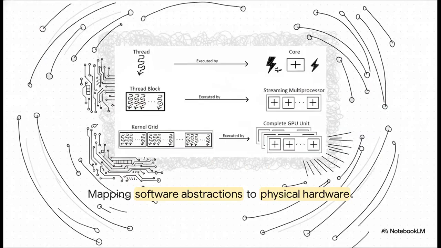What's really cool here is how neatly our software abstractions map to the physical silicon. It's an elegant hierarchy. An individual software thread is handled by a single physical hardware core. Those threads are grouped together into thread blocks, which are physically executed by a larger hardware unit called a streaming multiprocessor, or SM. Zoom out one more time, and all those blocks combine into a massive kernel grid, which runs on the complete GPU unit. It descends perfectly from high-level code directly down to the metal.